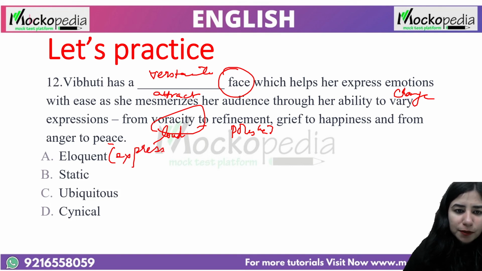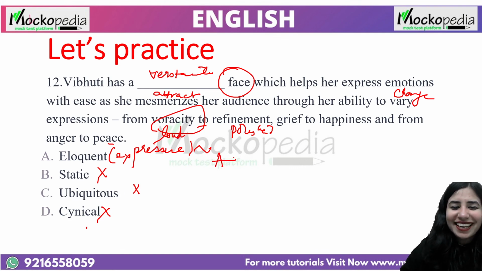So this matches. We can keep this. Static, something which is constant. So this is opposite, goes out. Cynical, skip. Ubiquitous, of course, is an easy elimination. So we are going to pick A as an answer.